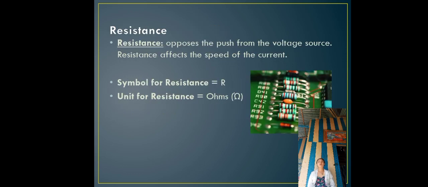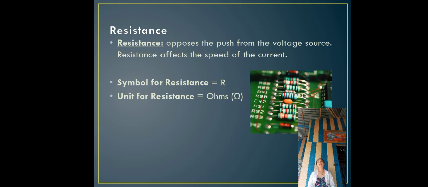Now let's move to resistance. Resistance opposes the push from the voltage source. So resistance affects the speed of the current. In other words, it opposes, from the word resist. So it will disturb the current to flow. The symbol for resistance is R, and the unit for resistance is ohms, with the omega sign.